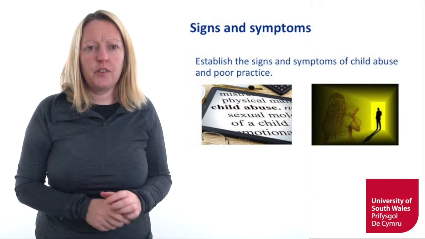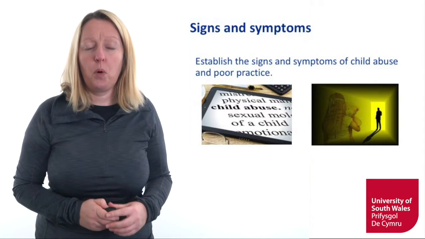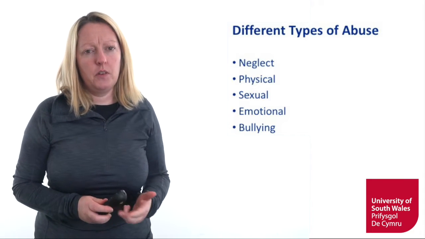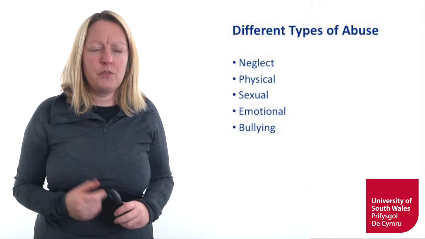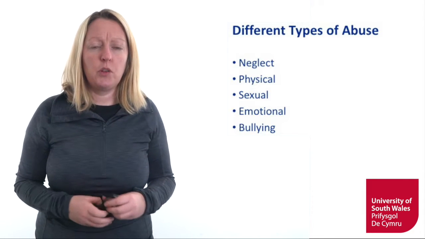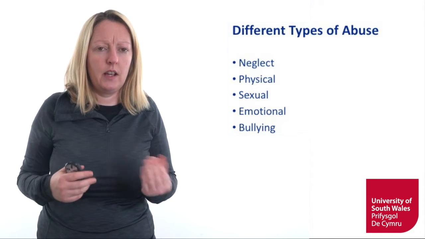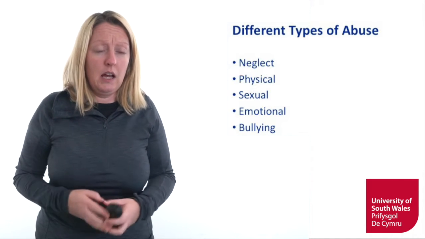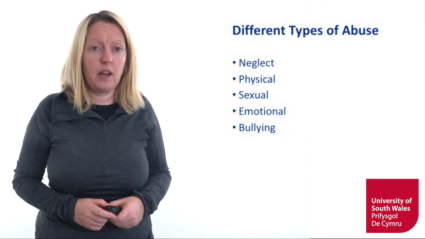Look at the different signs and symptoms of child abuse and poor practice. The different types of abuse include neglect, physical, sexual, emotional and bullying. It's really important to have an understanding of all the key areas so that you, as someone working in sport, can identify incorrect practice or things that you might pick out as potential issues in terms of child protection.